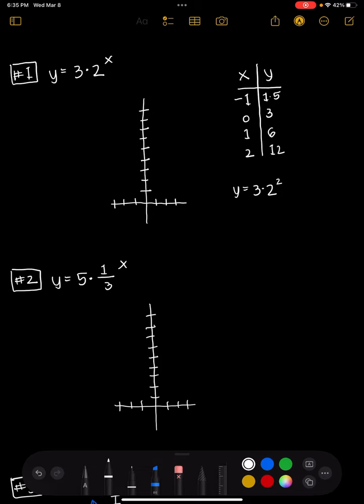And so if I graph with this table, I'm going to start with -1, 1.5, which means I'm going to go back 1 on my x-axis and then up to 1.5 on my y-axis. And then I'm going to do 0, 3. So I didn't move anywhere on the x, but I did go up 3 on my y-axis. And then 1, 6 would put me, let's see, 4, 5, 6 right here. And 2, 12 would put me off the graph. It would be maybe like up here, right?